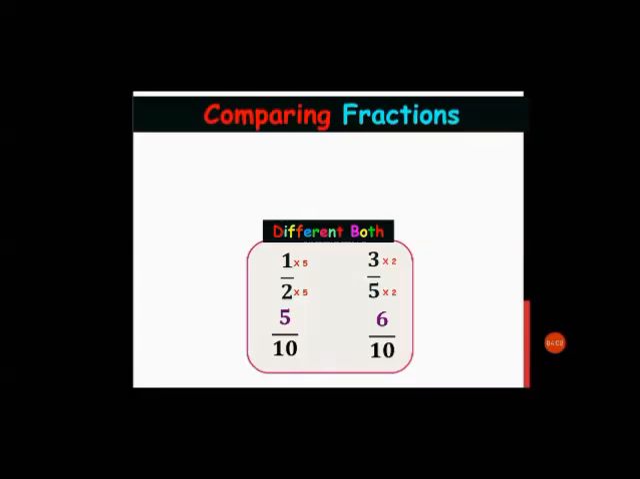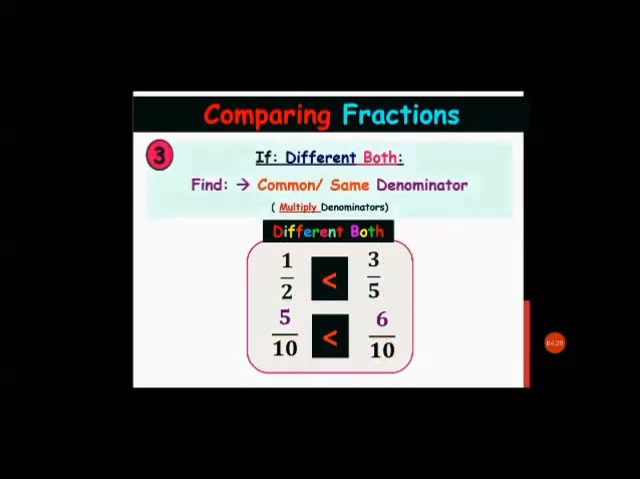How would I apply this? I will multiply the denominators by each other, or choose a number in whose multiplication table 2 and 5 both exist. So now the fractions are easily compared, and I will compare them like the first case when I have a common denominator. So 5 is less than 6, so the first fraction is less than the second fraction. So if both are different, I will find a common or same denominator. How? By multiplying the denominators.